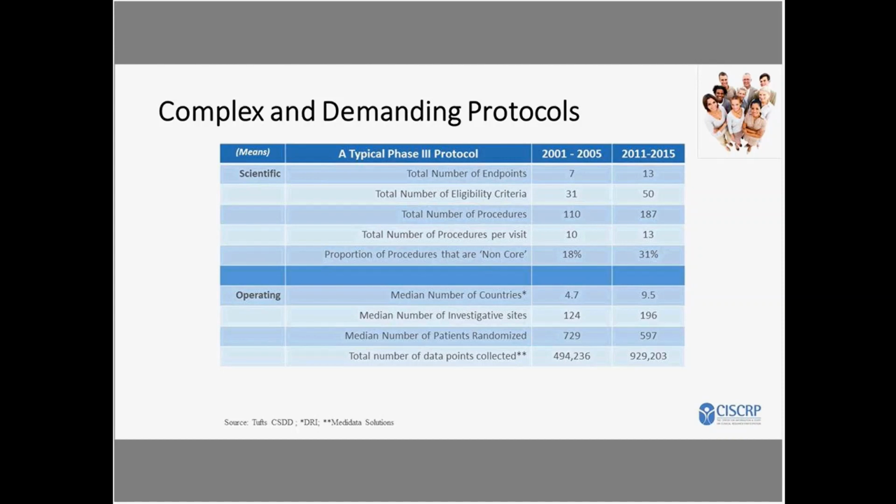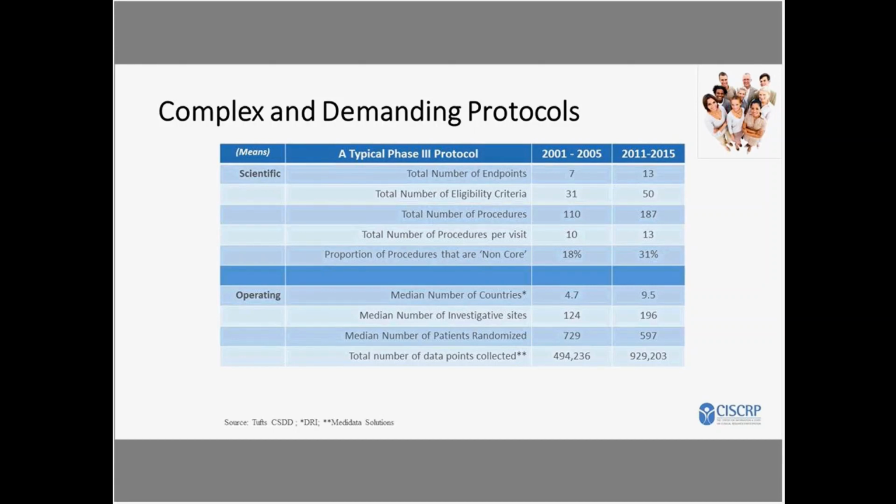This slide gives you a flavor for the complexity of our protocols today, and they have really become far more demanding over time. This table shows you the typical phase 3 protocol in different time periods. These are averages separated by a 10-year time horizon. Across every measure, both measures of scientific complexity as well as operating complexity, we see huge increases. The total number of endpoints, for example, has nearly doubled. The total number of procedures that are performed and the number of procedures per visit has increased substantially.